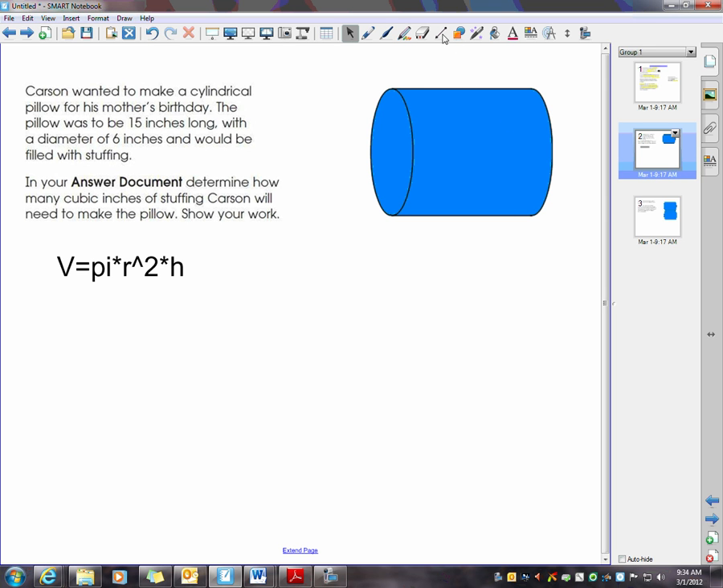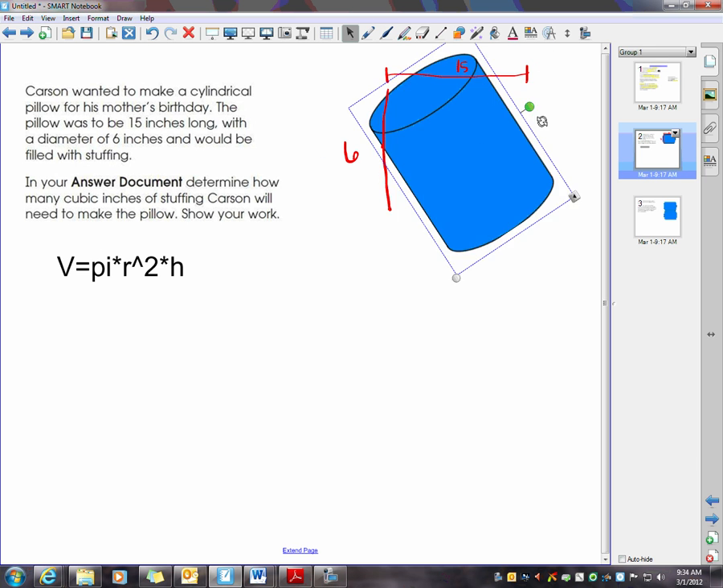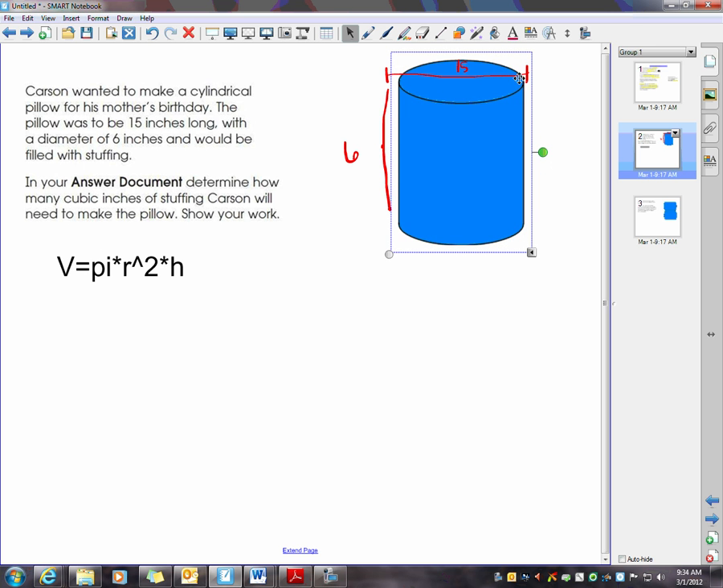Now notice that they gave us information for the diameter, which is 6 units. The diameter is the distance across the circle through the center. And I also have the distance for the length, inches long. So this would be how long it is, a total of 15 inches. Notice that the pillow is really a cylinder on its side. So our formula says height. If we imagined tipping this cylinder up so it was vertical, the length would become the height.